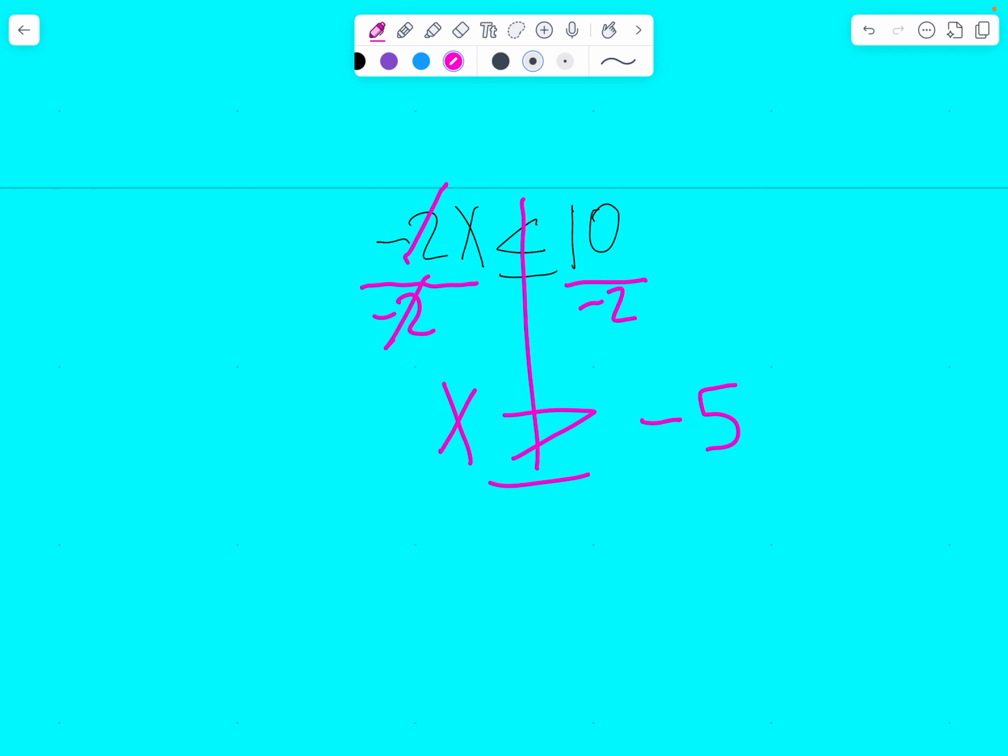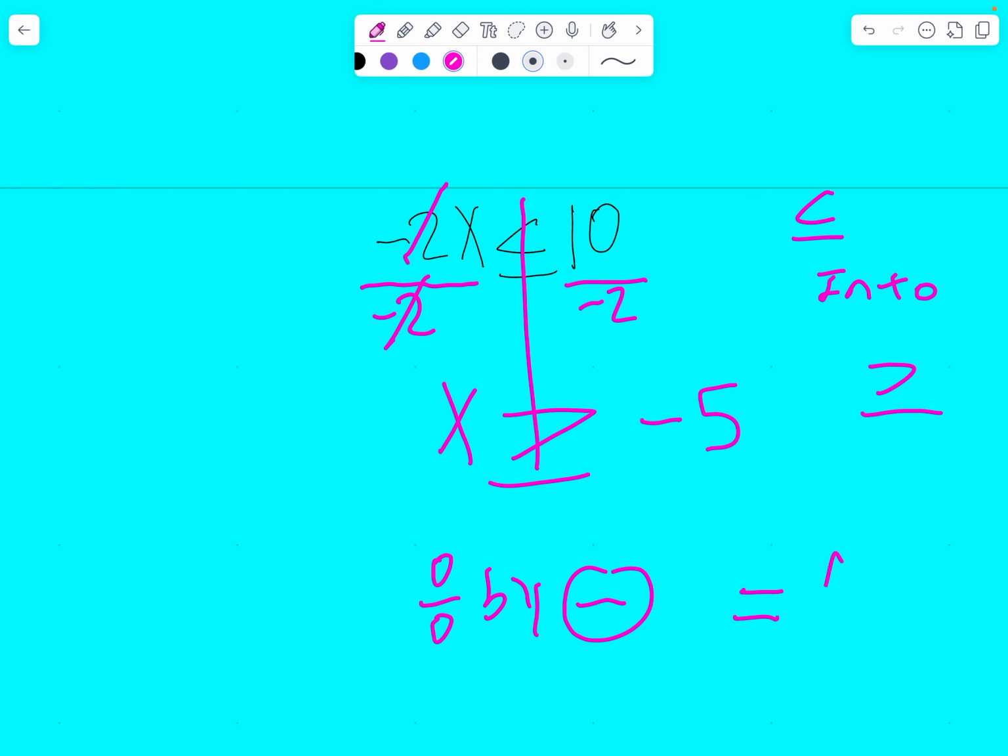I flipped the sign because here's the rule: anytime you divide by a negative number with inequalities, you flip the sign, right? So if I divided by a negative number, that would become that.